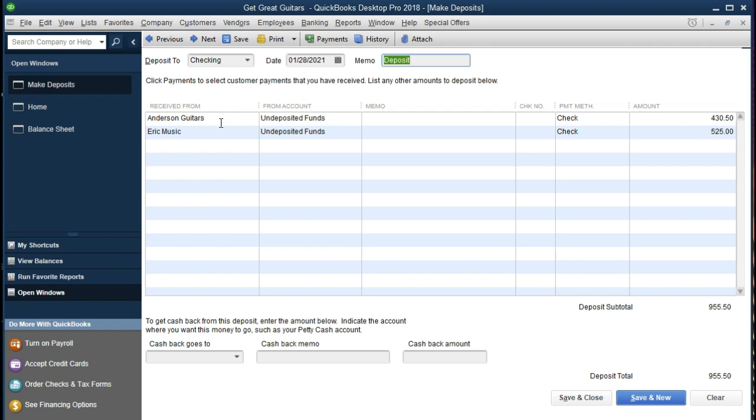There's going to be those two deposits we're going to have here. Here's the total amount, that familiar $955.50. What is this transaction going to do when we save and close? It's going to deposit it into the bank. Checking account should be increasing by the amount of this deposit. The other side, being undeposited funds, should then go down to 0. So we're going to say save and close.